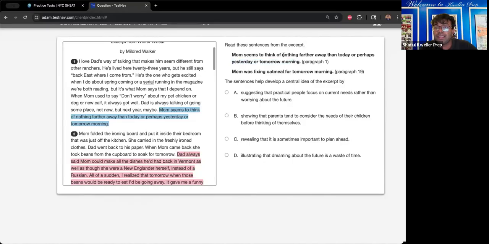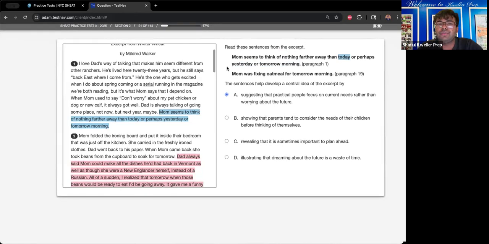That's why it says she seems to think of nothing farther away than today. She's only focusing on the today. So the mom is a pretty practical person. So it might be A. Let's look through the rest.